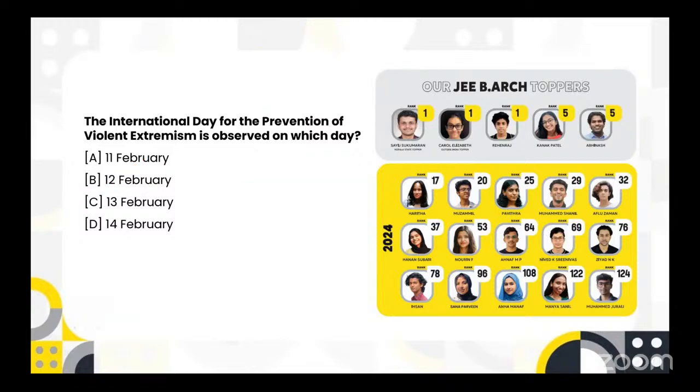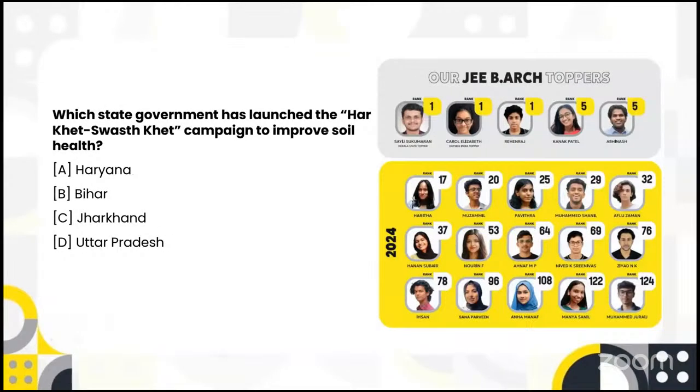Next one. Which state government has launched the Har Khet Swasth Khet campaign to improve soil health? Okay. So the purpose is to collect soil samples from every acre and provide a soil health card to the farmer. In the soil health card, everything related to the soil will be there, like which crops are suitable and which fertilizers we can use. Like our medical report, it will be a soil report.